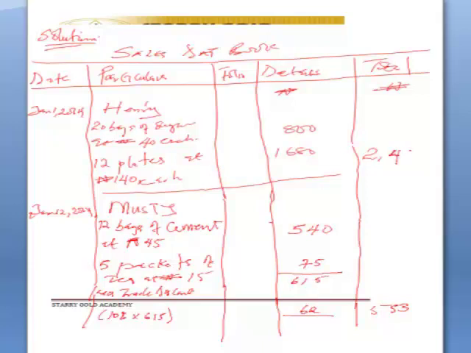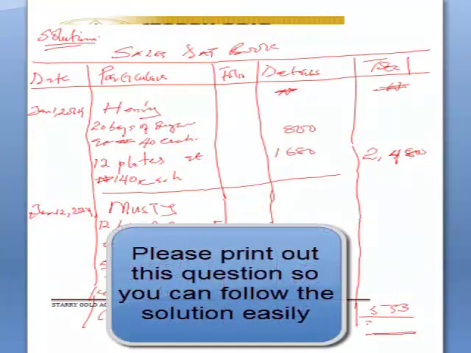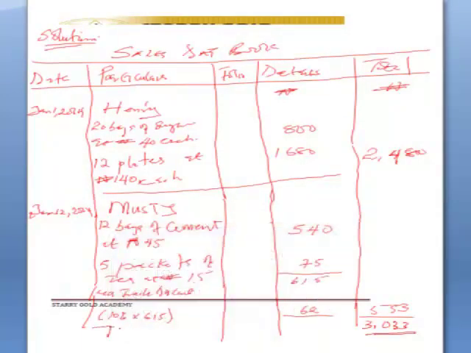The total here is 2480. So when we add 2480 plus 553, it will give us 3,033. So this is what we are transferring. We say transfer to sales account. This is the total we are transferring to sales account.